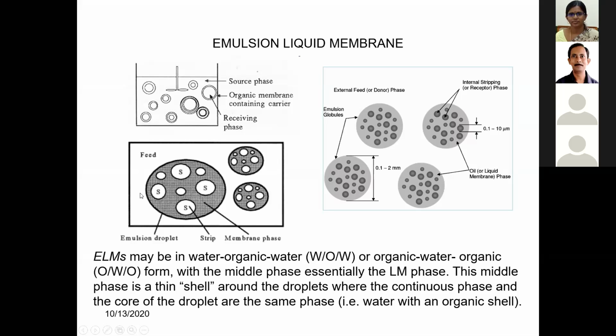This middle phase is a thin shell around the droplets, where the continuous phase and the core of the droplet are the same phase. You can see that the feed phase and the source phase will be the same. If the feed phase is oil, then the source phase is also oil. If it is water, then the source phase is also water.